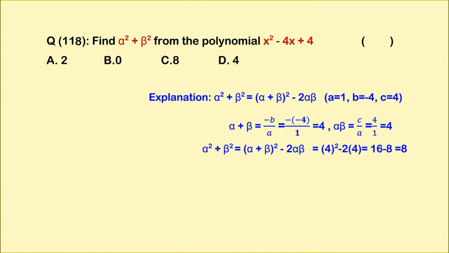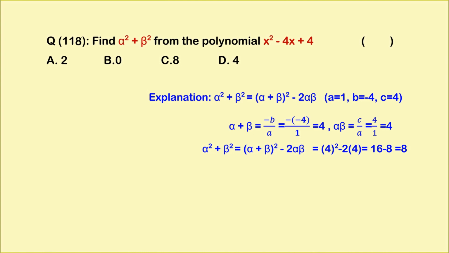Question number 118. Find alpha square plus beta square from the polynomial x square minus 4x plus 4. If you compare with standard quadratic polynomial ax square plus bx plus c, the value of a is 1, the value of b is minus 4 and the value of c is 4. If you substitute the values in alpha plus beta is equal to minus b by a, that is minus of minus 4 by 1, so that is equal to 4, and alpha into beta is c by a, so that is 4 by 1 is equal to 4.